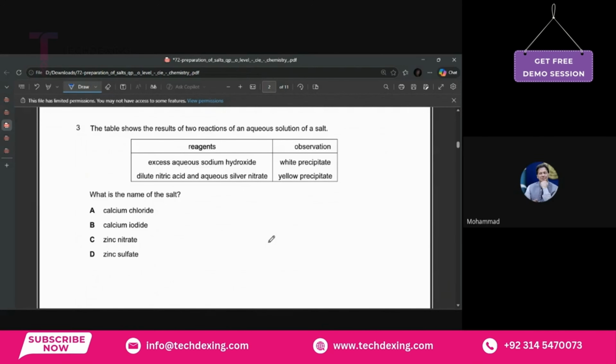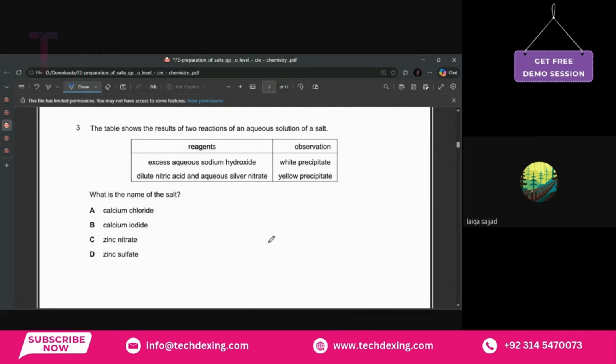Sodium. What about calcium ions? If I have calcium ions, will they react with sodium hydroxide? Yes, calcium ions react with sodium hydroxide and they give us a white precipitate of calcium hydroxide.